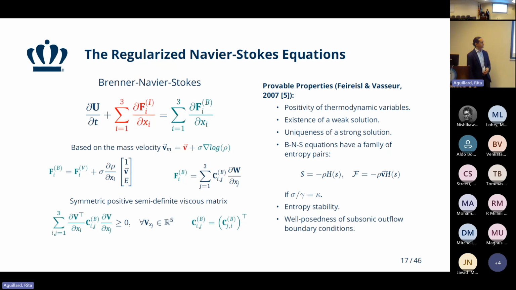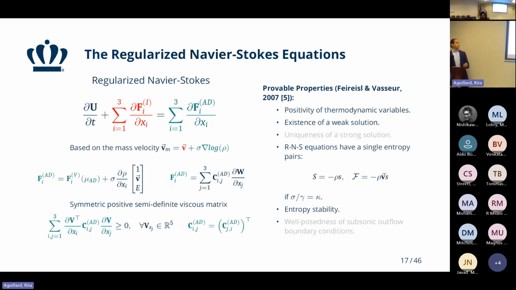And the main thing that we get from the Brenner are these provable properties, I'll focus on four specifically, which is that we have a notion of positivity of thermodynamic variables, because now we have a viscous term in the continuity equation, and we can use that to prove the positivity. And we have existence of weak solutions, and it also is symmetrizable by a family of entropy pairs rather than a single one. And of course, that gives us entropy stability.